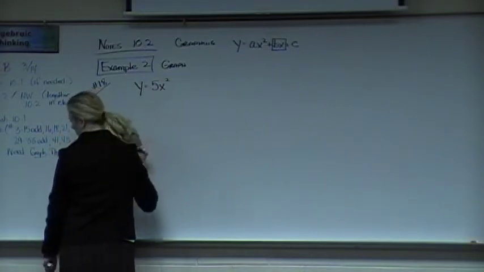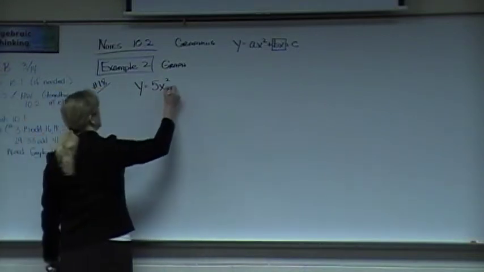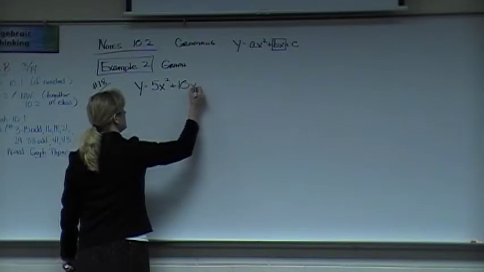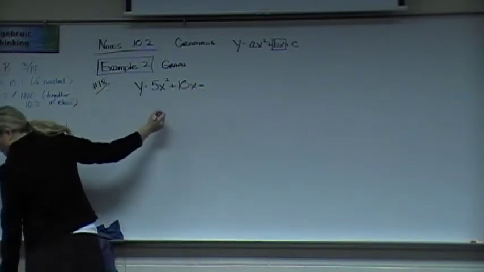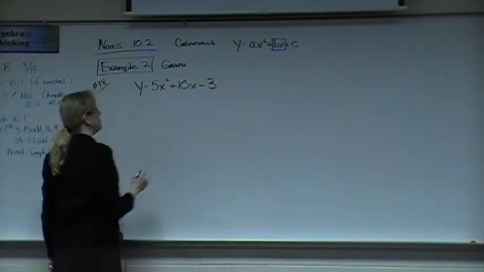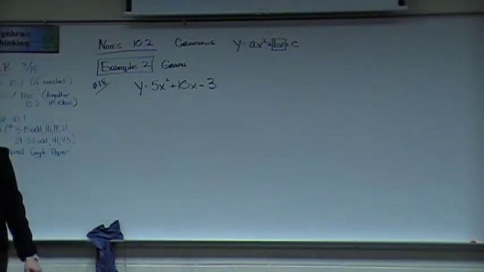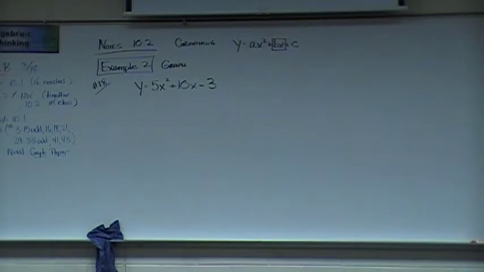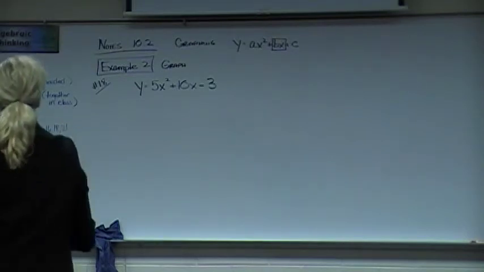5x squared plus 10x, and I think it's minus 3, right? Yep. All right, minus 3. Okay, what is the first thing we did when we did the last example? We identified what 3 values? A, B, and C. Right, A, B, and C. Let's go ahead and do that, guys.